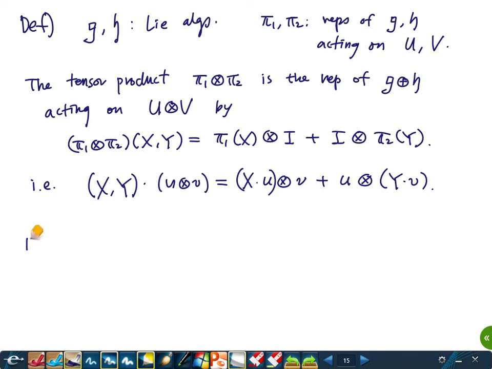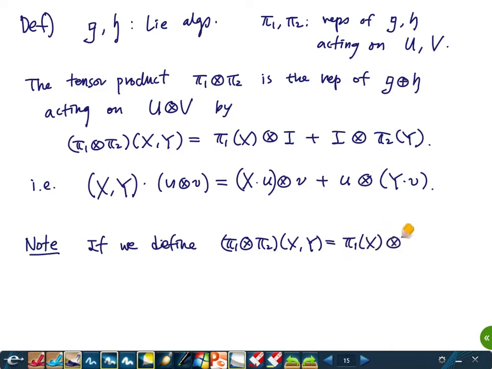Oh yeah, and note that it is tempting to define pi 1 tensor pi 2 in the other way. Why don't we define it this way? Then what happens? As a map, it seems okay, but then it's not a representation. It does not satisfy the axioms for a representation. So we can forget about this. It's not linear at all. It's not even linear.